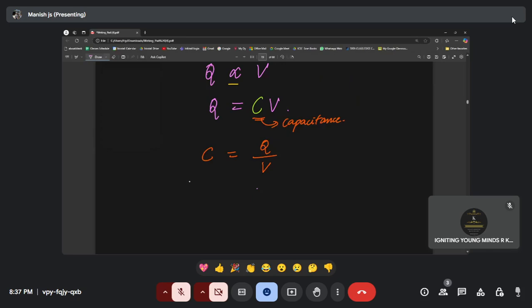The SI unit of capacitance is called farad, F-A-R-A-D. It is named after the person who discovered it.